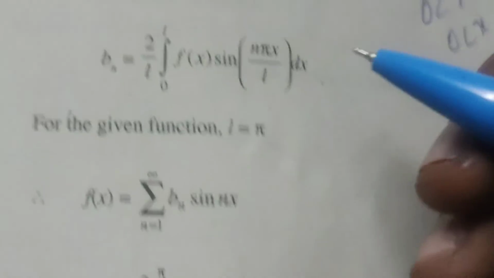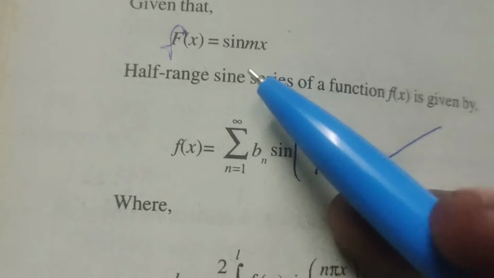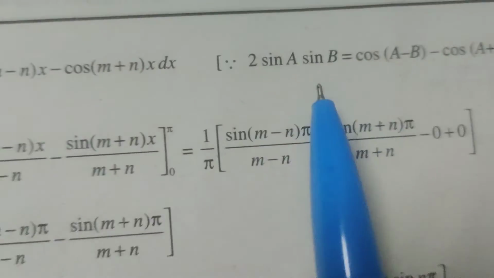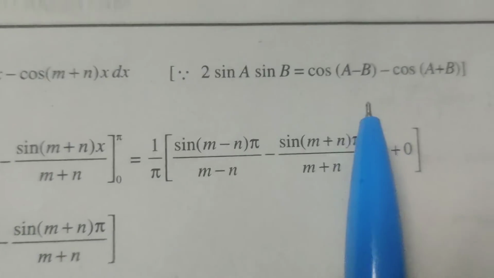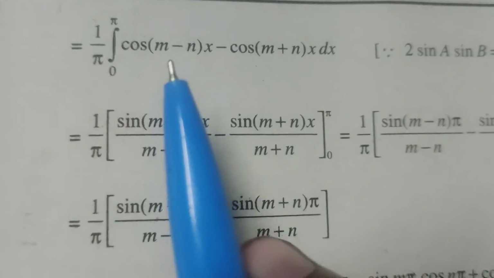bn equals 2 by pi integral 0 to pi, in place of f of x, the given function, write sin mx into sin nx. That is 1 by pi integral 0 to pi 2 sin mx sin nx dx. Here we write this 2 inside the integral. Why? Because here we apply the formula 2 sin a sin b equals cos of a minus b minus cos of a plus b.